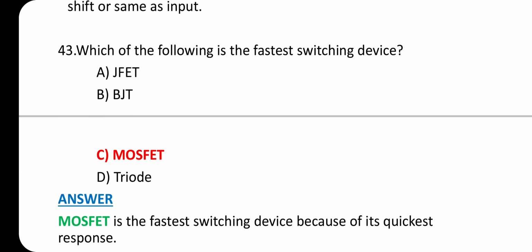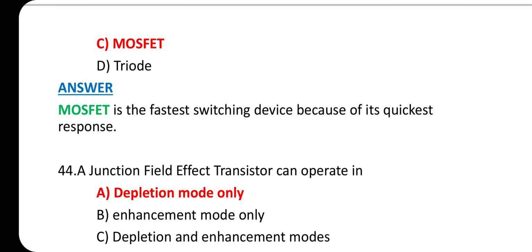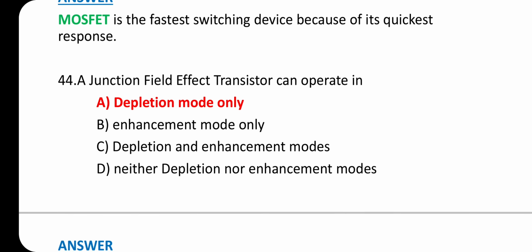Question number 43. Which of the following is the fastest switching device? Answer is option C, MOSFET. MOSFET is the fastest switching device because of its quickest response.